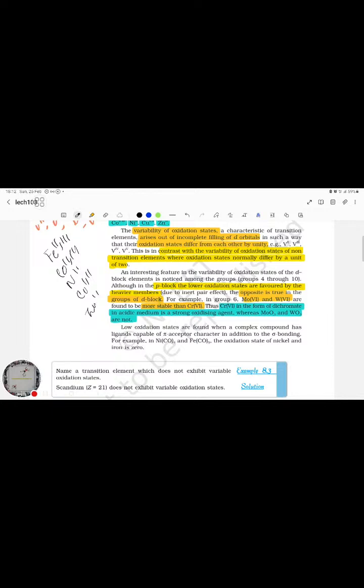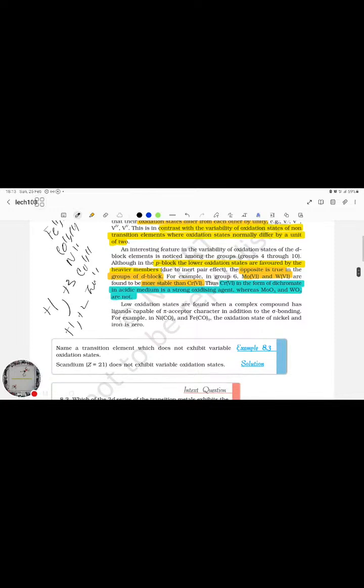For non-transition elements, if the oxidation state is +1, the next common oxidation state will be +3. But in the case of these elements it's going to be +1 and +2. The difference between oxidation states will be only unity. An interesting feature in the variability of oxidation states of the d block elements is noticed among groups 4 through 10. Although in the p block the lower oxidation states are favored by the heavier members due to the inert pair effect, the opposite is true in groups of the d block.